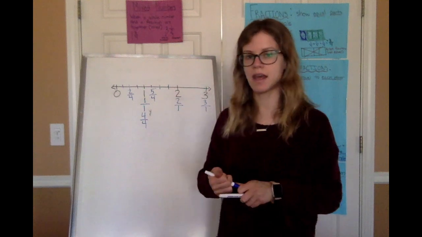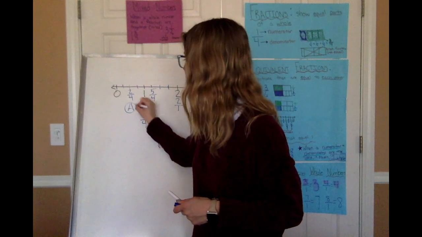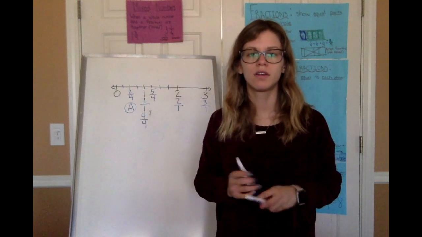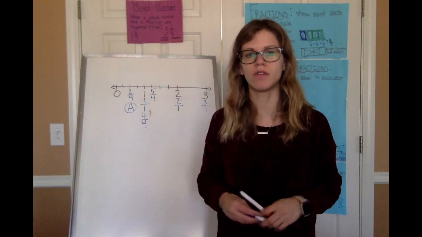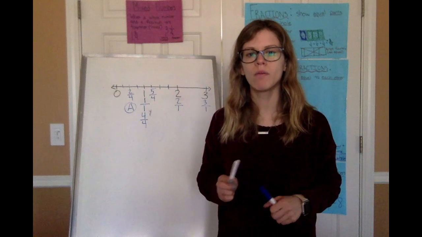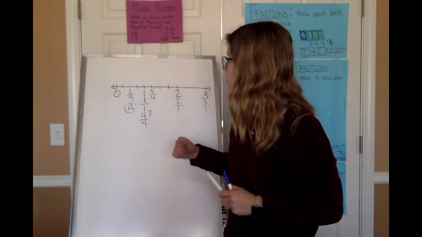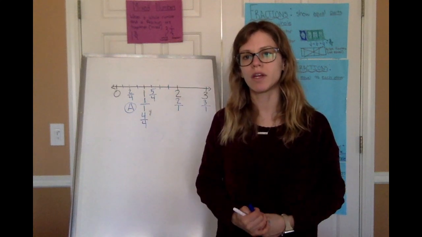One ant, Ant A, I'm going to write A, traveled 2/4 of a block and then rested. The other ant, Ant B, traveled 5/8 of the block. Where am I going to put 5/8? Pause me and think about where I would put 5/8 on my number line.